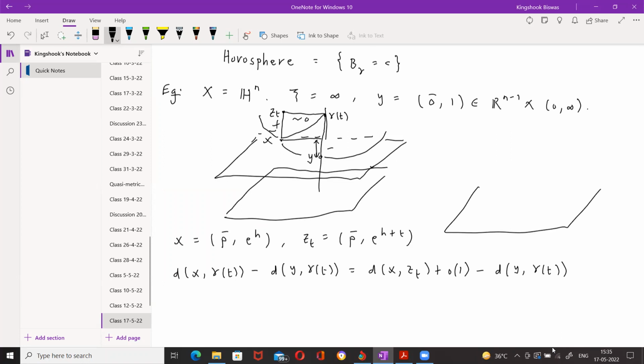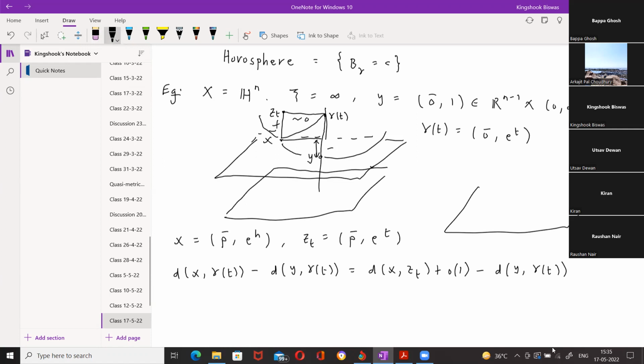No, sorry. Wait. So gamma t will be 0, e to the t. This is at a distance t from y along the geodesic. Gamma t will be 0, e to the t. So this z t will be p bar, e to the t, not e to the h plus t. p bar, e to the t, right? Is this clear?